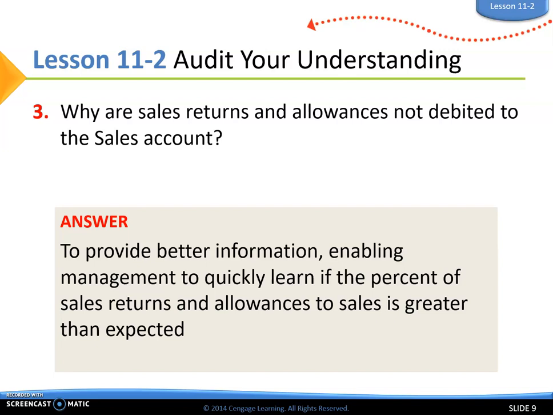Okay, so this is to provide better information, enabling management to quickly learn if the percent of sales returns and allowances to sales is greater than expected. So we are expecting that there are going to be some sales returns and allowances, but what we want to monitor is, is that going up? Is that greater than what we thought it was going to be? And if that is, why? What's going on that we have so many returns or allowances that we're giving?